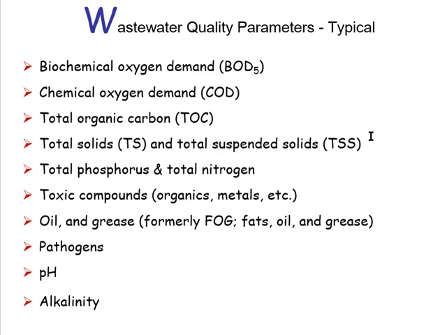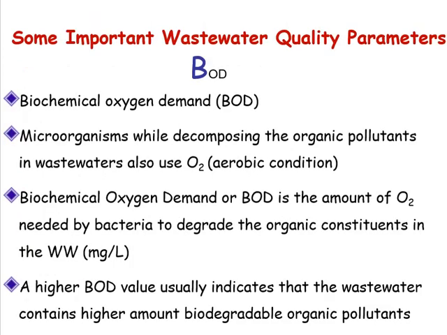The wastewater quality, when we check in the lab, generally we do some tests including biological oxygen demand, chemical oxygen demand, total organic carbon, total solids, phosphorus, nitrogen. There are many things: metals, organics, oil and grease, pathogens like bacteria and viruses. Also we check the pH of the water, alkalinity. So by checking these parameters in the lab we can find out whether the wastewater is good or bad for throwing into the environment or for reusing it.